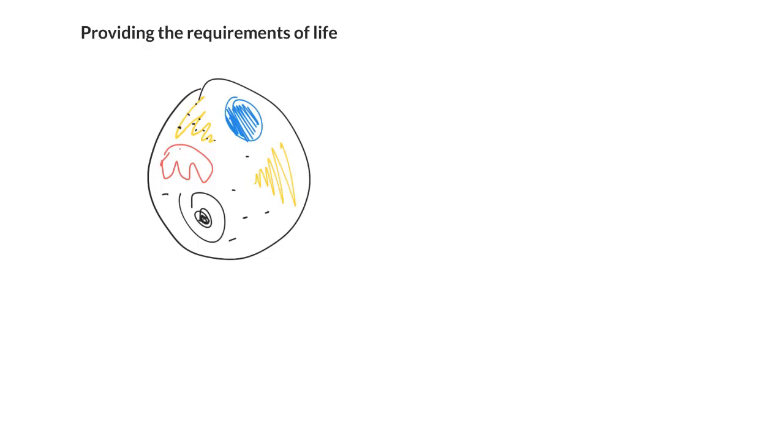The smallest building block of life is called the cell. It's the smallest unit of matter that carries out all of life's processes. It's the smallest thing that we can say is alive. So what are life processes?